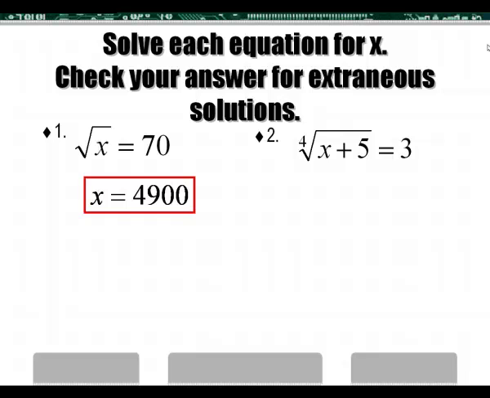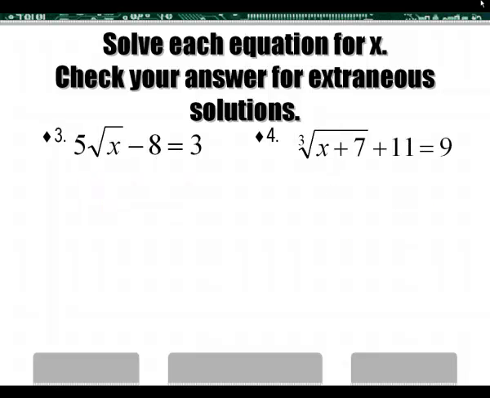Number 2, to get rid of the fourth root, we're going to take the fourth power. We're left with x plus 5 on the left side. 3 to the fourth power is 81. And now we subtract 5 from 81 to get a final answer of 76.